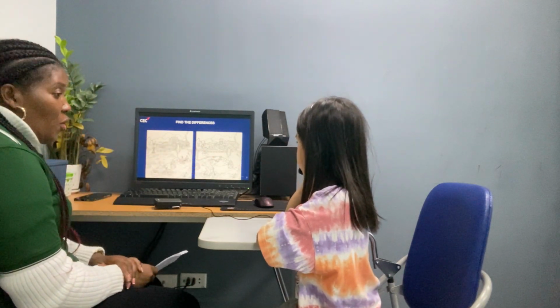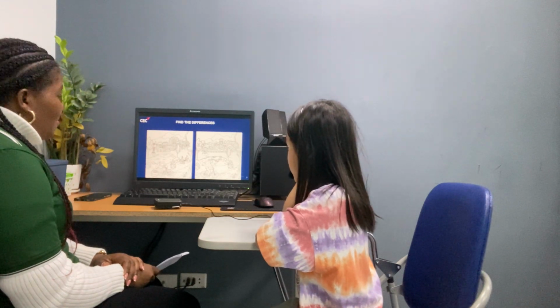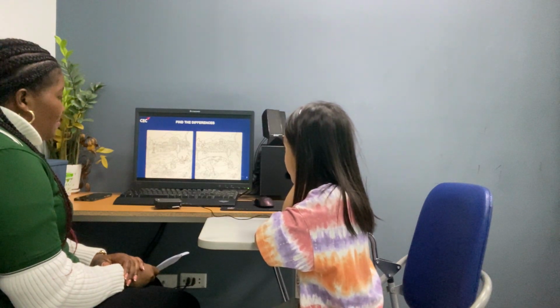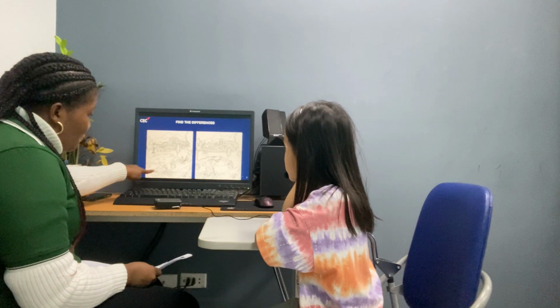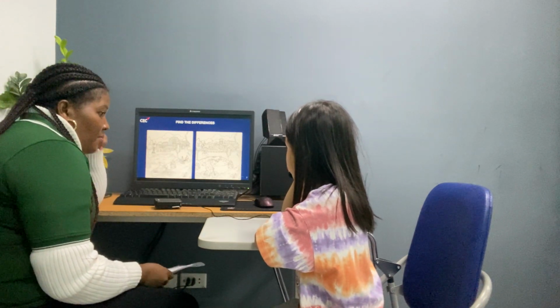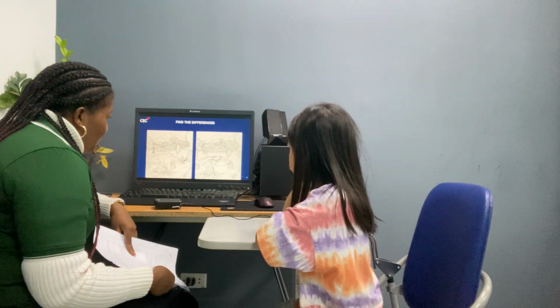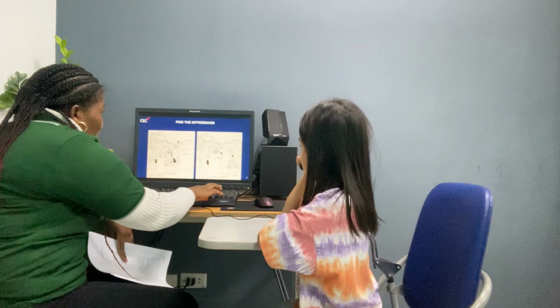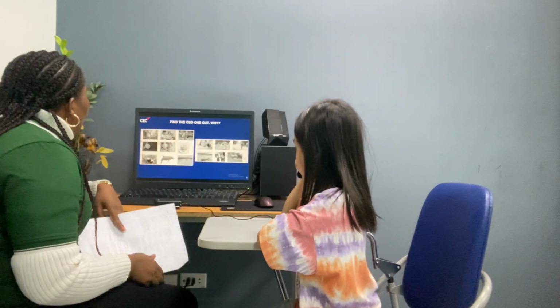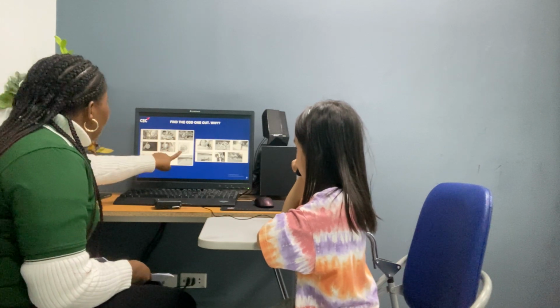Okay, what else? One more. In picture A, the men are riding a motorbike, but in picture B, the boys are riding a bicycle.